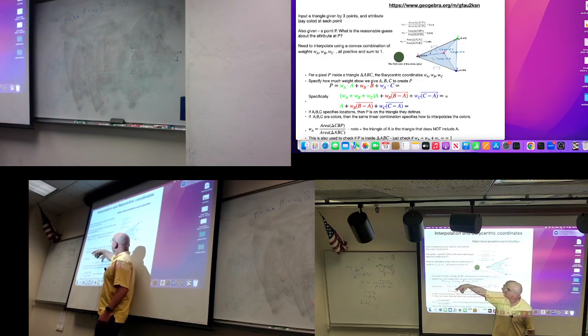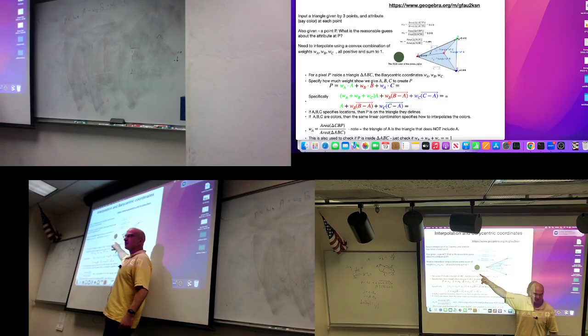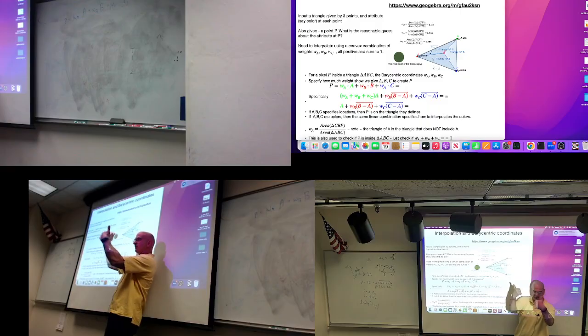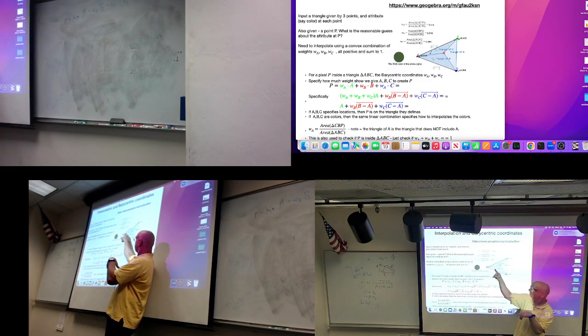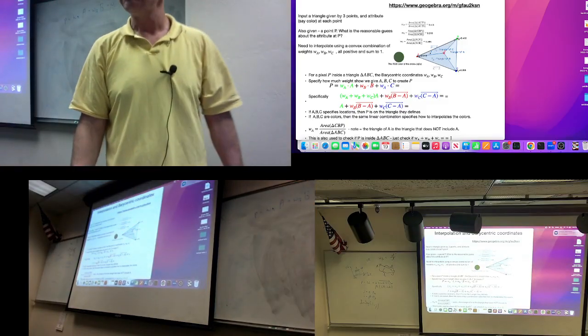Again, I'm showing it because it's a different way to think about the barycentric coordinates. Go to A, and now you have two directions, and this tells you how much you weight each direction to go to this point P.